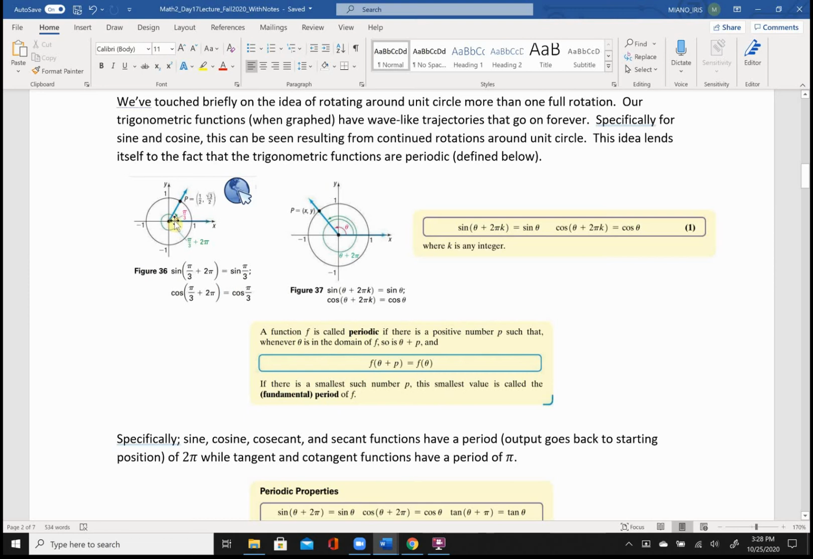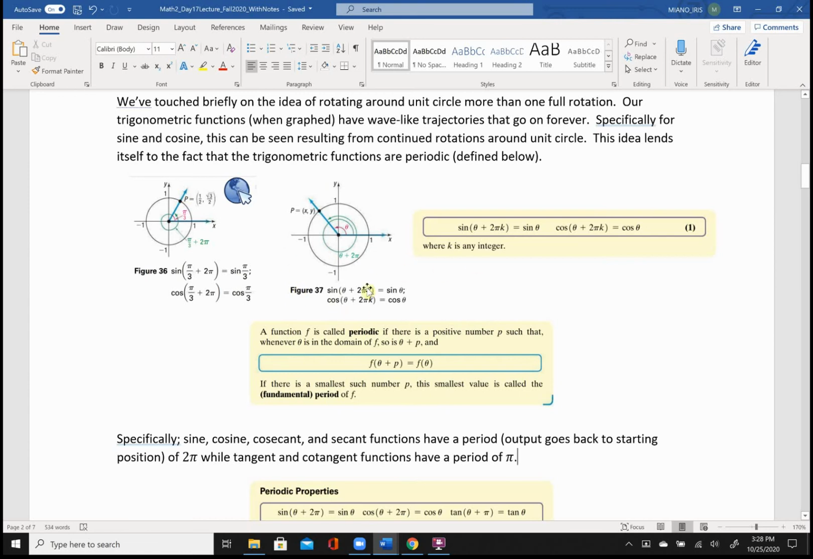So again, the green trajectory is moving 7 pi over 3 in rotational distance as far as the radians are concerned, but that's equivalent to just moving from the starting position to the pi over 3 position. You'll end up in the same place no matter what, and so that's what makes them equivalent.